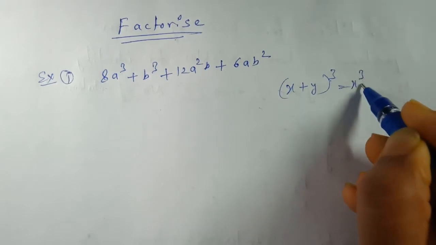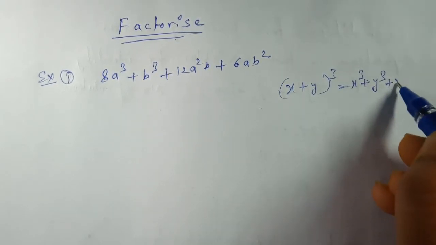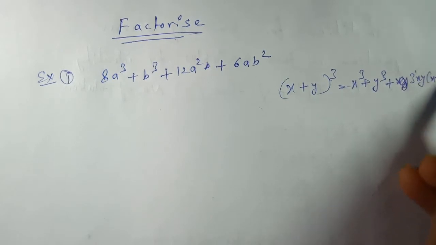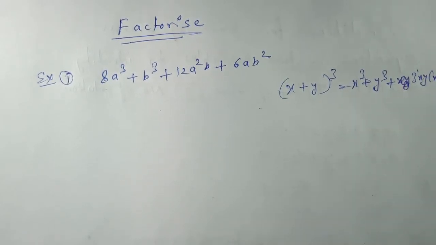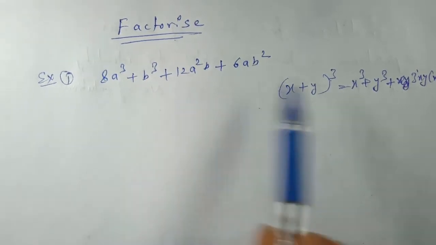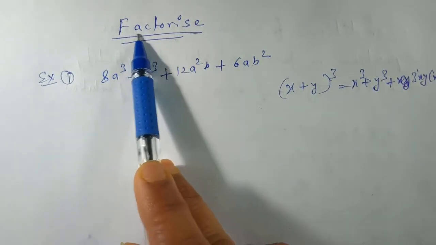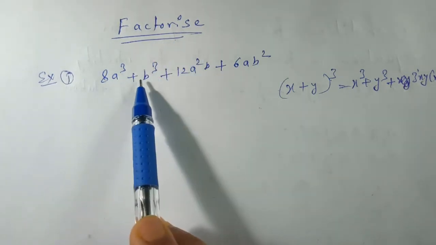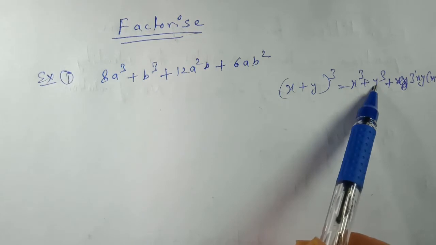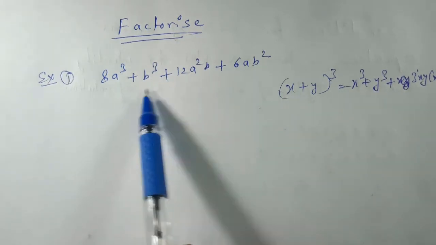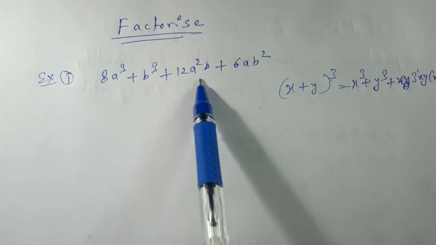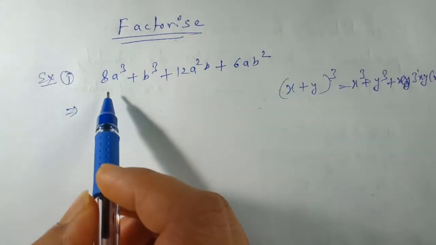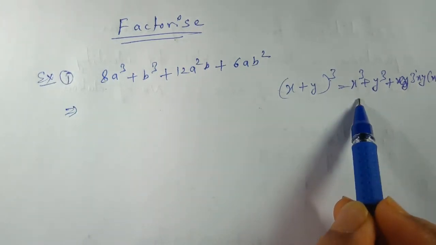So this will be x cube plus y cube plus 3xy times (x plus y). This we have learned, so we have to first check it out. I told you, whenever a factorize question is given with the word factorize, it means the right hand side portion is given in the question and our answer will be the left hand side. So first of all we have to check whether it is in the proper form of the right hand side. If it is not, then we have to arrange it in the right hand side form.